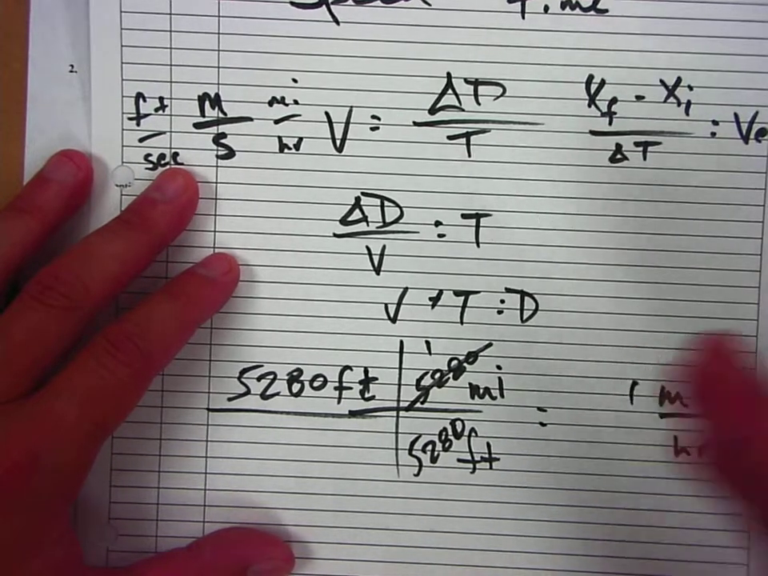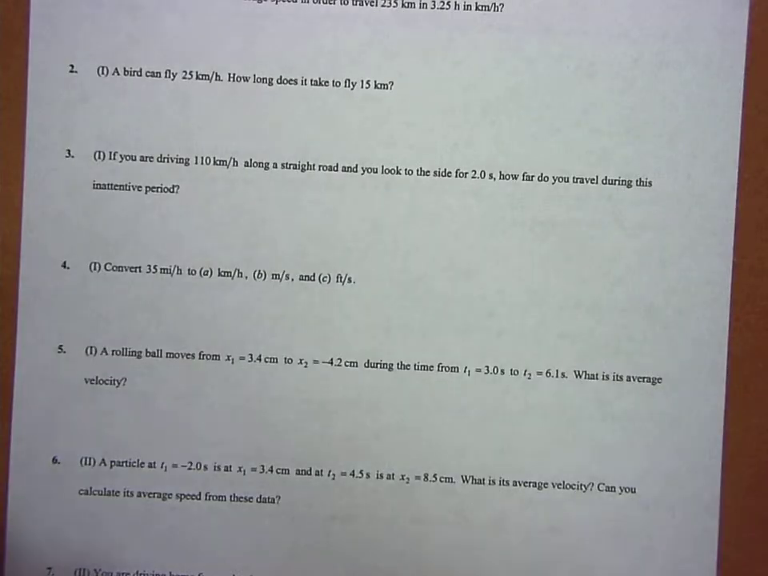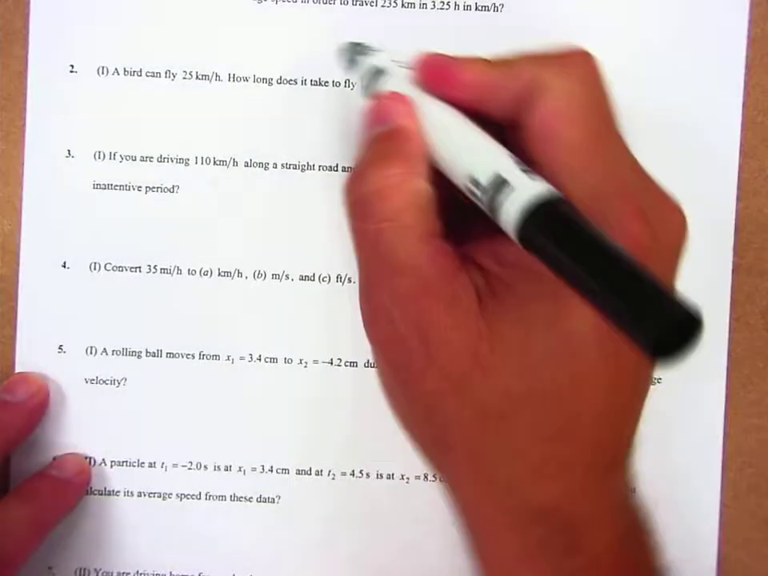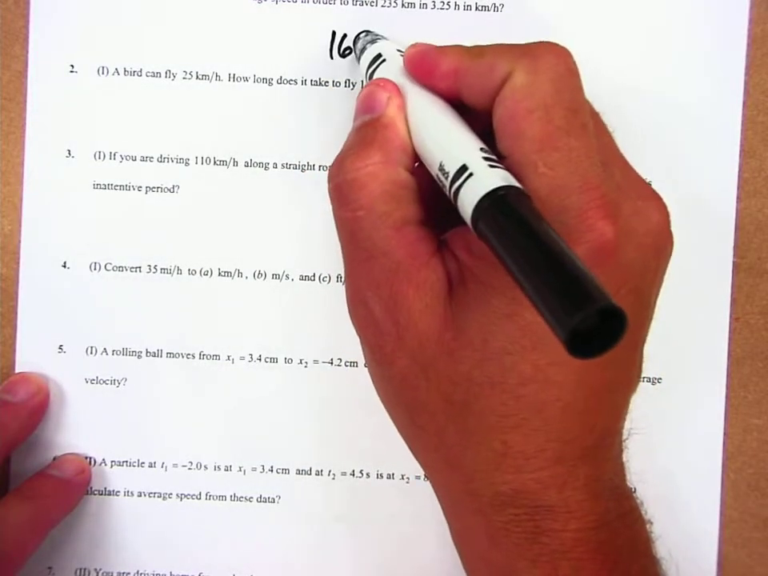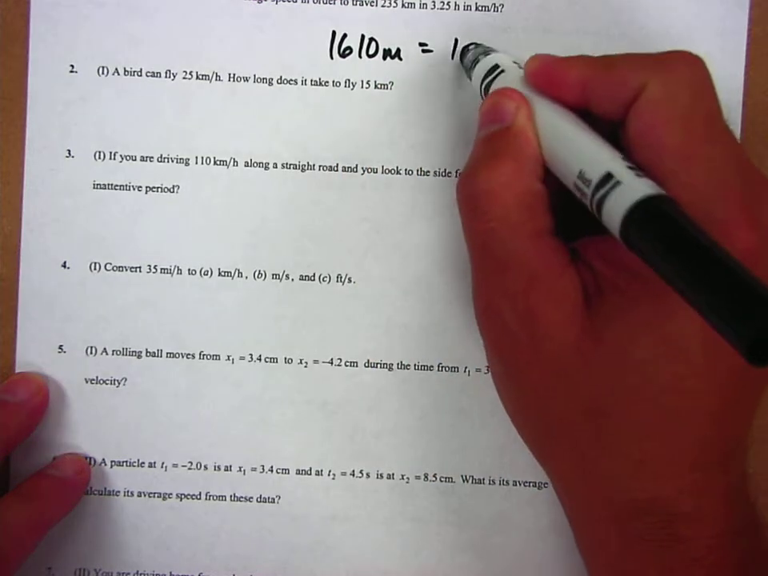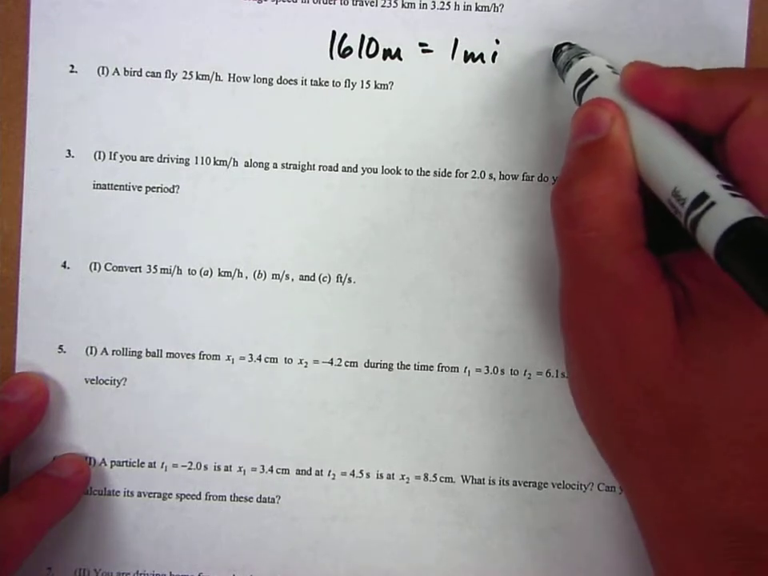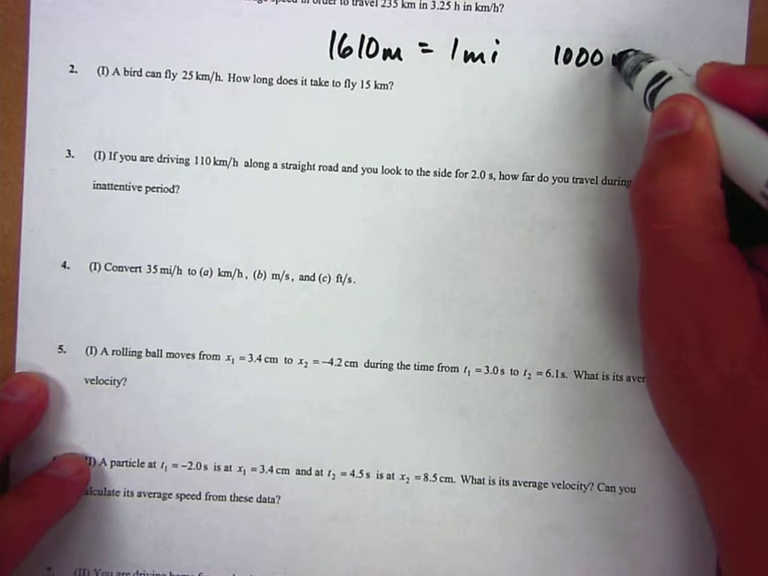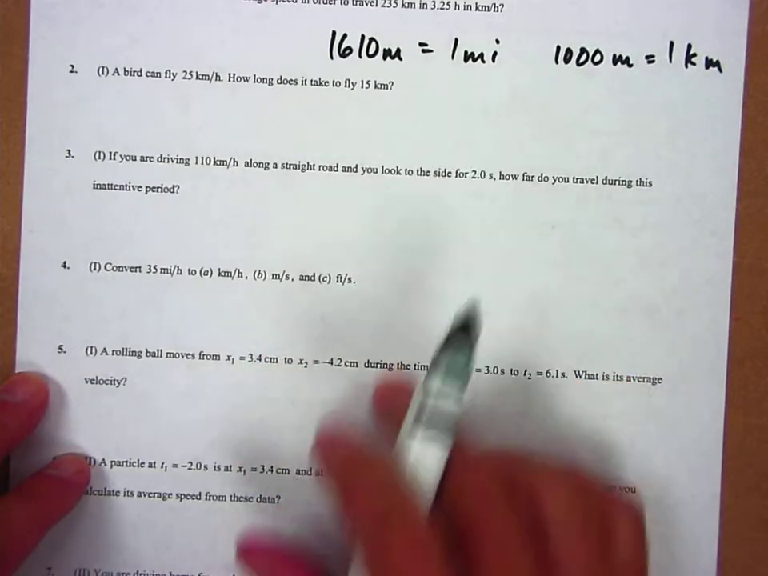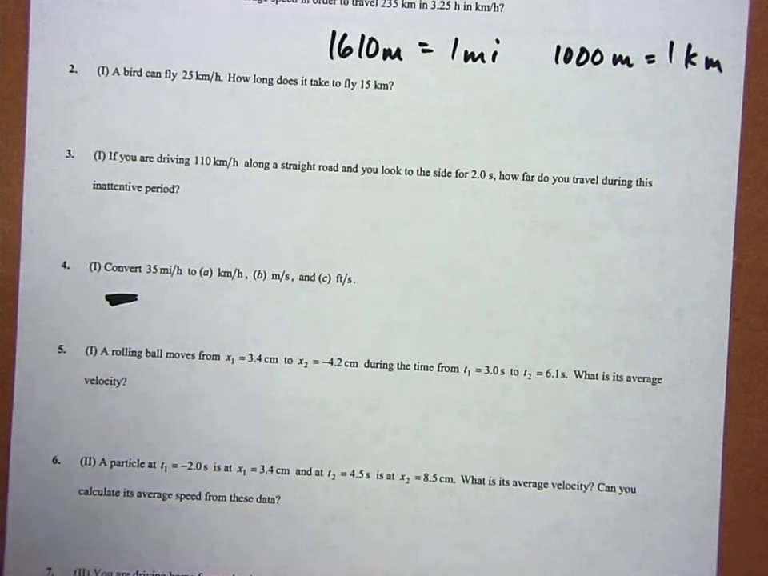So hopefully this is all review for you guys. You shouldn't have any trouble. That leads you to your first assignment. Right off the bat, we can see that kilometers, so we know that 1610 meters are in 1 mile, and we also know that 1,000 meters are in a kilometer. Easy stuff. Here's some conversion practice right here.